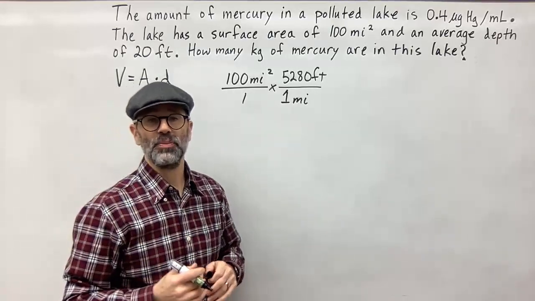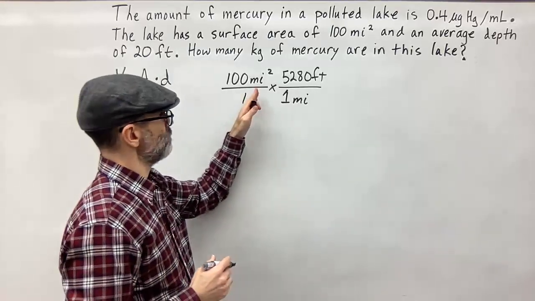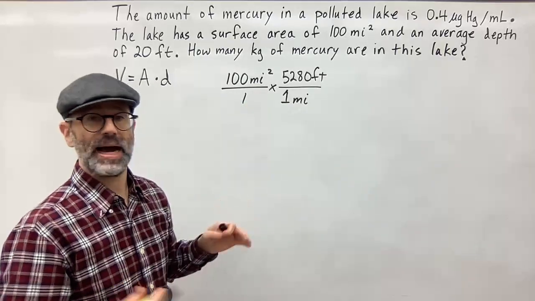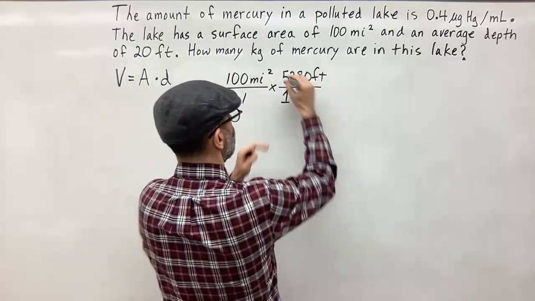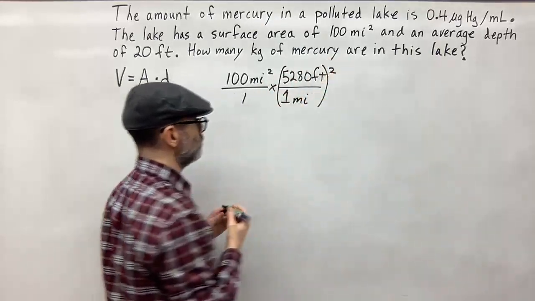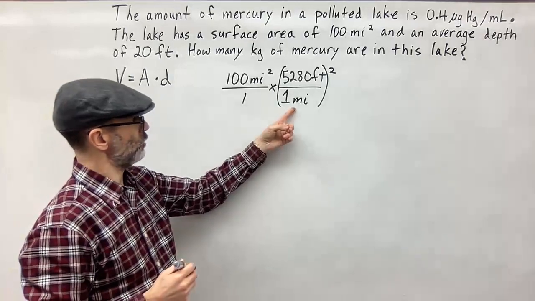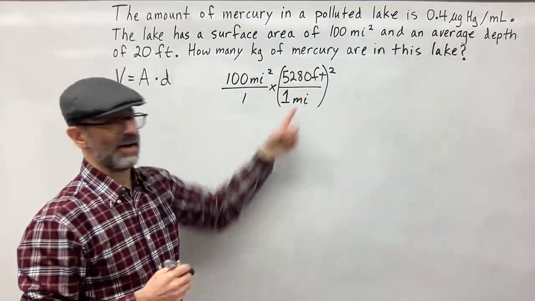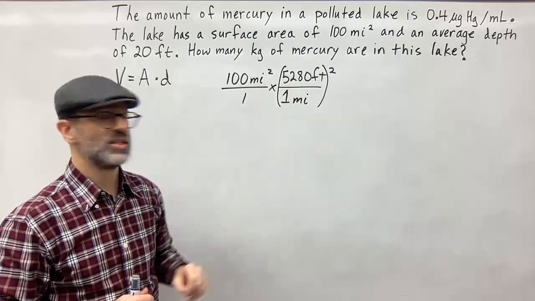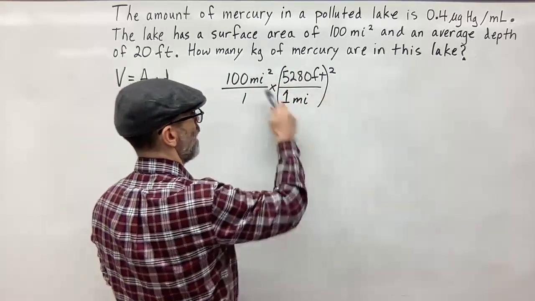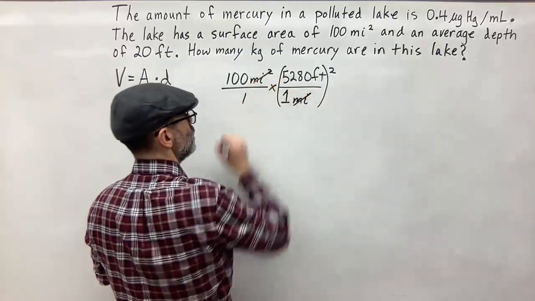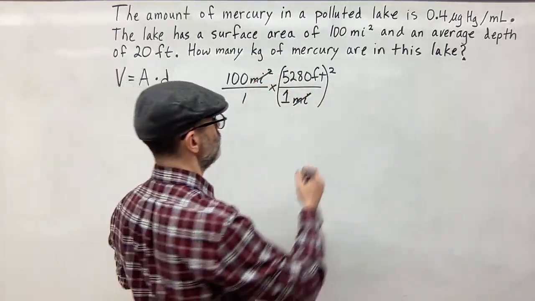I'll explain now. Since this is miles squared, we want miles squared here. The easiest way to do that is to square the whole thing. So we're going to square this. So now we have miles squared over feet squared. Everything is squared, so when we do our calculation later, we're going to have to square these numbers. Okay, so we have that. Now we have feet squared on top, so miles squared cancels out.